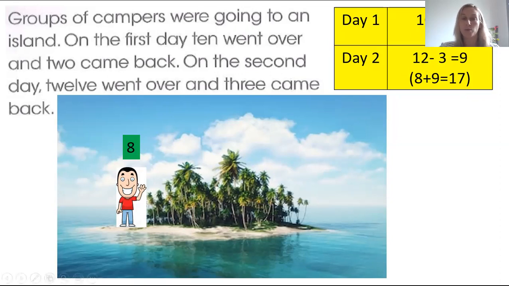2 more came over than yesterday. So 10 changes to 12 and 3 left. Look how the numbers are changing. Can you start to look for a pattern?